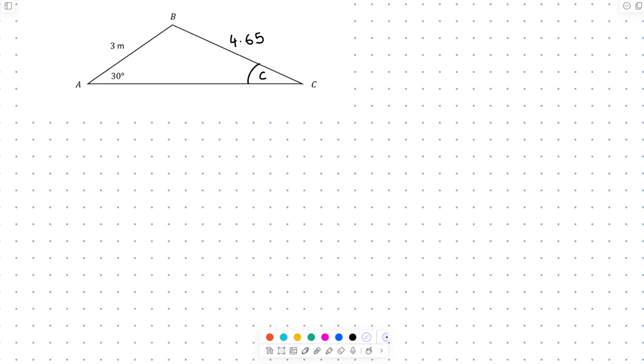In this question, we're going to take a look at using the sine rule to find a missing angle. The reason why in this case I'm opting to use the sine rule rather than the cosine rule is there's two angles in the question that I need to involve. So I'm going to go down the sine rule path.